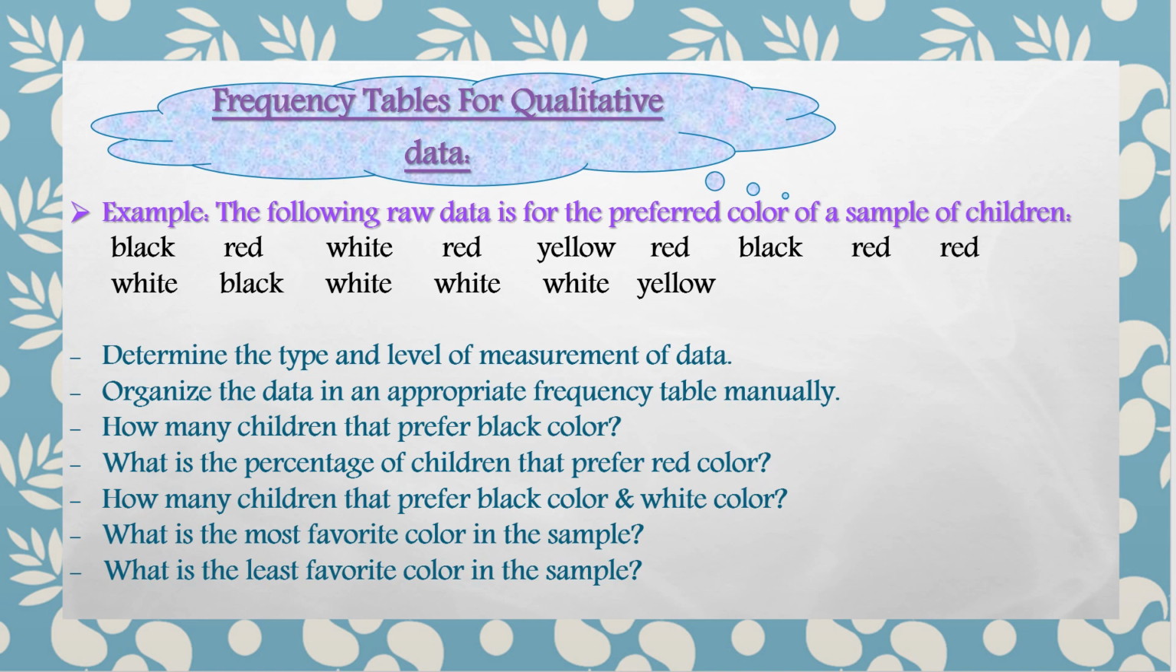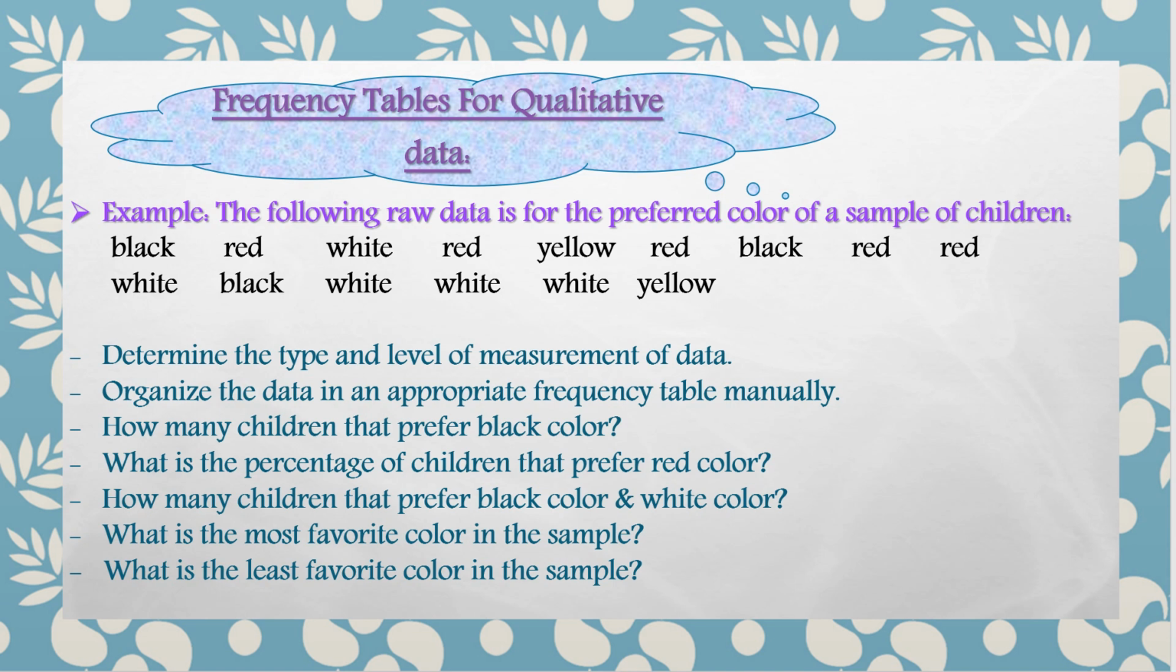For example, the following raw data is for the preferred color of a sample of children. So here we have some colors preferred by a sample of children. Determine the type and the level of measurement of data. Organize the data in an appropriate frequency table manually. How many children prefer black color? What is the percentage of children that prefer red color? How many children prefer black color and white color? What is the most favorite color in the sample? What is the least favorite color in the sample?